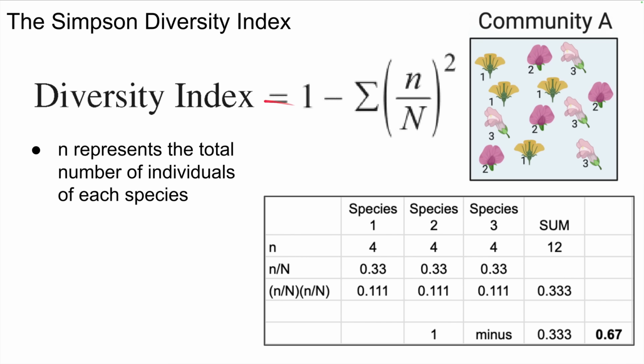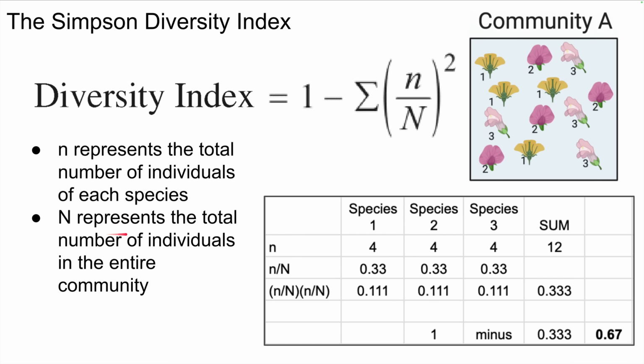Little n represents the total number of individuals of each species. Big N represents the total number of individuals of the entire community, and this symbol means the sum of. So here's the diversity index. Let's compute it. For species 1, there are 4 individuals: 1, 2, 3, 4. So we're going to plug 4 in over here.